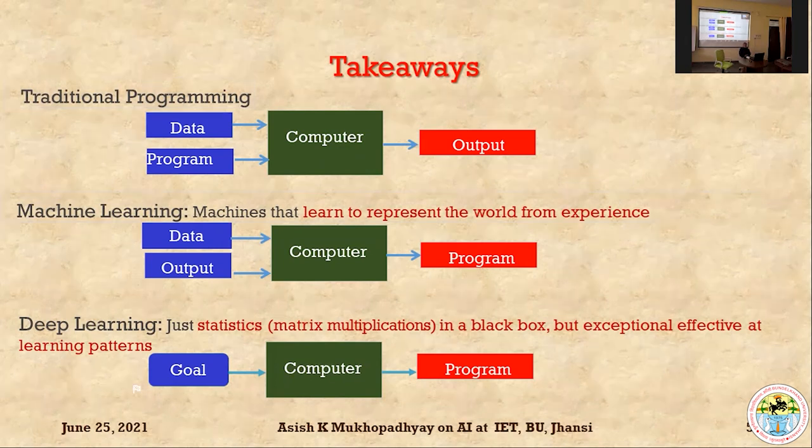In normal programming, you put data and a program in a computer, and the computer will give you output. But in machine learning, you give the data for training and what is required as output, and the computer will give you a program. Output is a program. And in deep learning, statistical matrix multiplication happens in a black box in the computer, but it is exceptionally effective at learning patterns. You just give the goal of what you want, like photographs of all the animals, and it will create the program. This is the takeaway of the entire class. For the last 2 hours, I was talking about this.